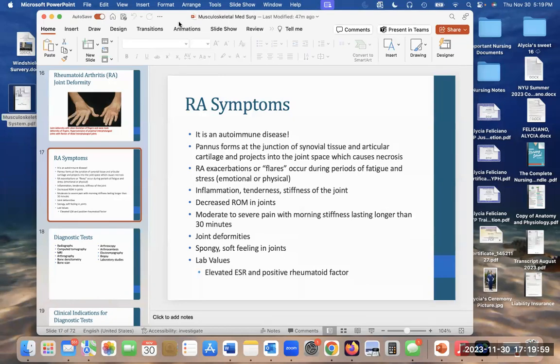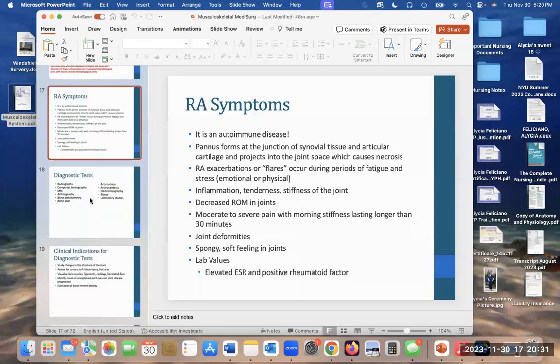Something else that you're going to see is that when you palpate the hands or wherever the rheumatoid arthritis is manifesting, it's going to be spongy and it's going to feel soft. And lab values that we'll see is elevated ESR, or erythrocyte sedimentation rate, which is going to increase when they have rheumatoid arthritis, as well as a positive rheumatoid factor. If we see those elevated, or if the rheumatoid factor is positive, they have rheumatoid arthritis.